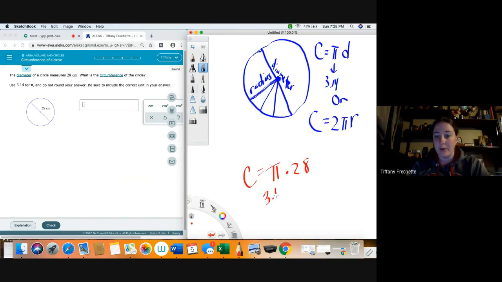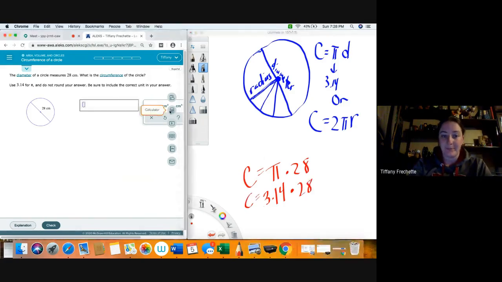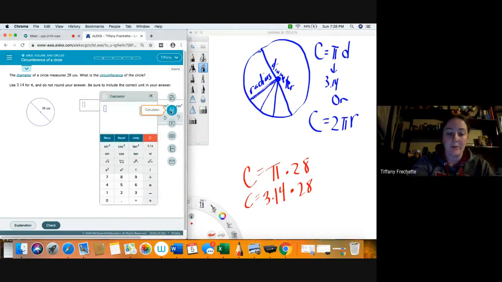Remember, it's 3.14. Darn it, I don't know why the 1 didn't register. 3.14 times 28, because they want us to use 3.14 instead of pi. Actually, I have to click in there for this to work. 3.14 times 28, and then I hit enter. So I get 87.92.